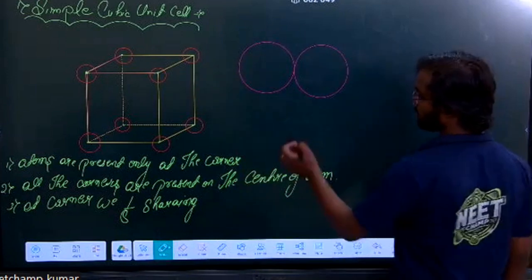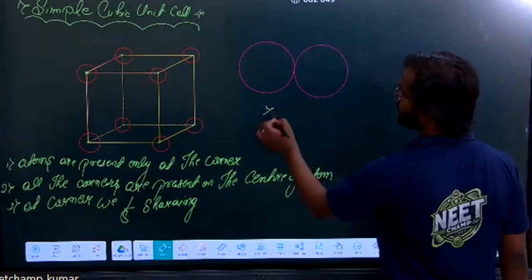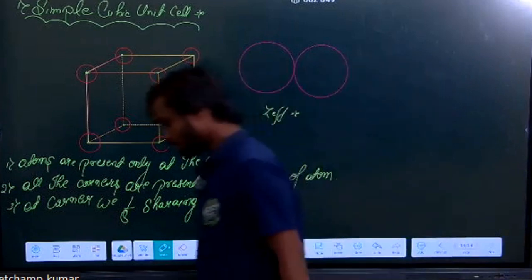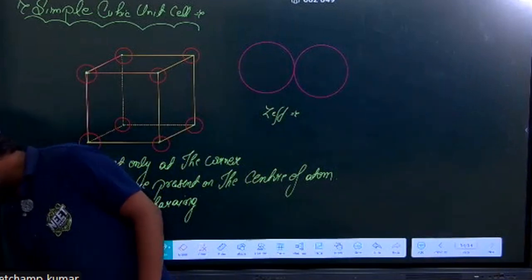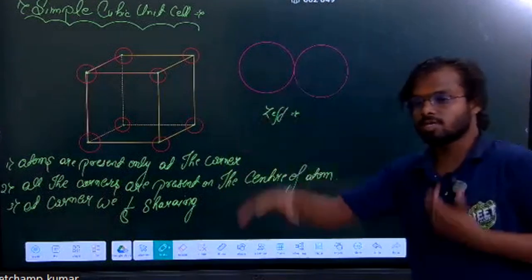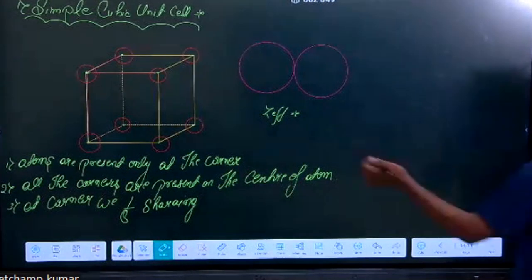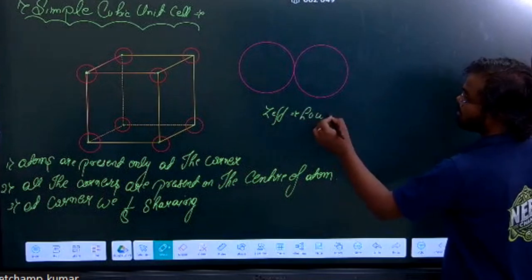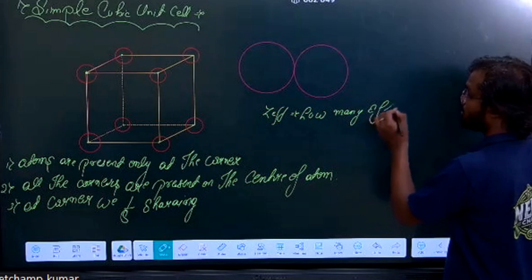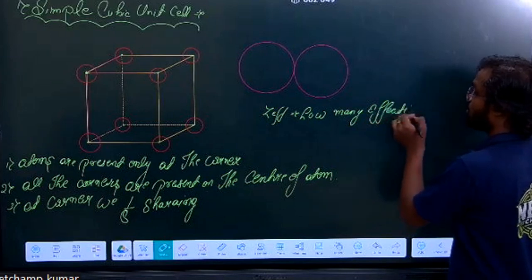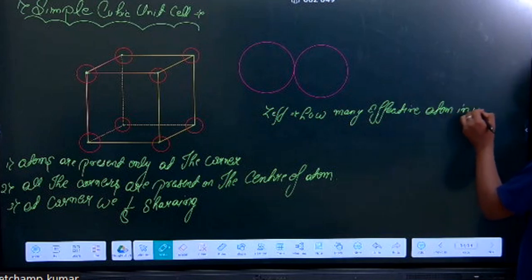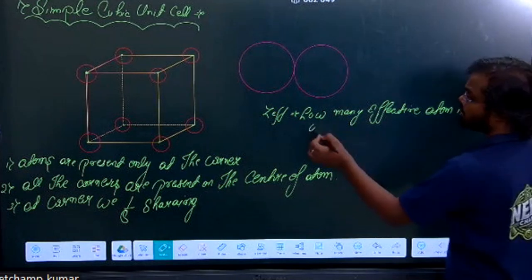How many atoms are there? So there is something we define called Z effective. What is Z effective? Z effective is basically defined as, suppose I take one unit cell, how many effective atoms are present in one unit cell? Z effective is how many effective atoms in one unit cell.